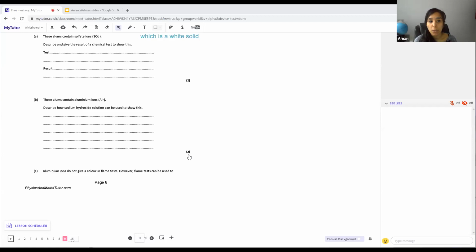Does anyone remember what happens with aluminium? Does it dissolve or does it stay as a white precipitate? I've had two answers so far and you're both correct. Good, it dissolves. So the answer to this question here would be that sodium hydroxide is added, so NaOH added, and a white precipitate is formed. And then excess NaOH is added, and the precipitate dissolves. So that would be your answer there, and that would get you the 2 marks.